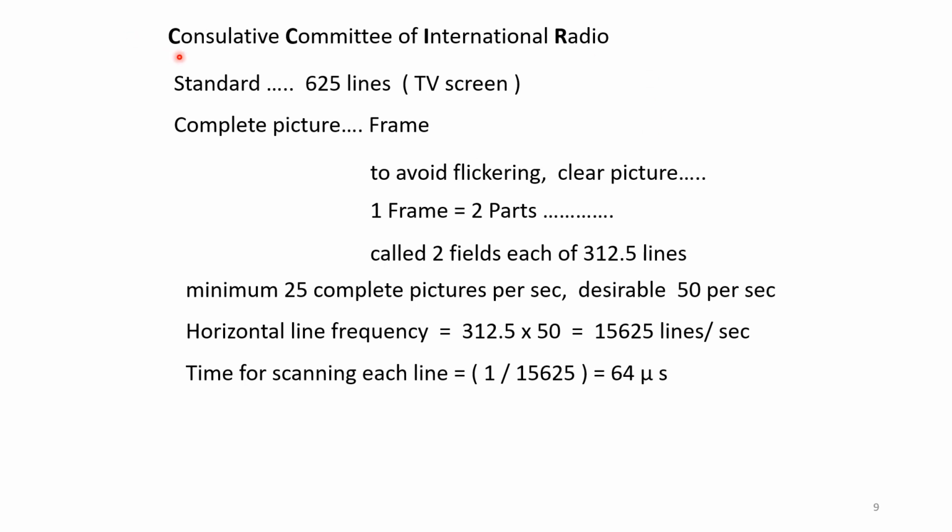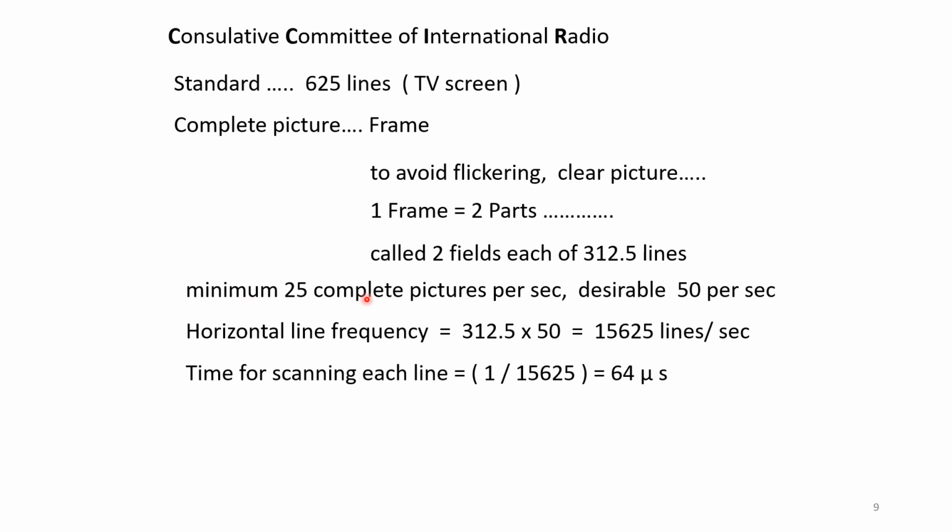And we have what is known as the Consultative Committee of International Radio. And this is the thing that I said. All TV screens are made to have 625 lines. And the complete picture that we get on the screen is called one frame. To avoid flickering, to get a clear picture, one frame is usually divided into two parts. They are called the two fields, and each will have 312.5 lines.